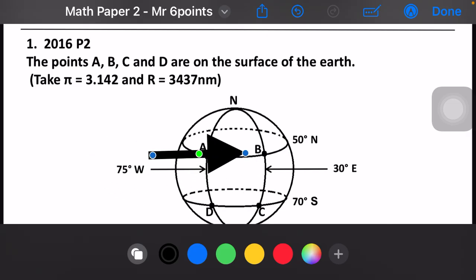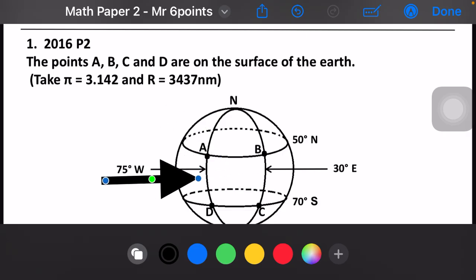Okay, so now what do you do? How do you name points? For example, if you want to name the point A on this diagram, what do you need to do? You need to start by getting the latitude where A is. In this case, A is on latitude 50 degrees north. Then the longitude: A is on longitude 75 degrees west.